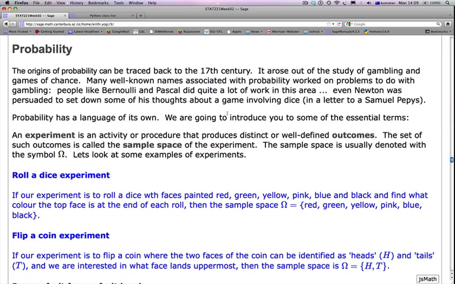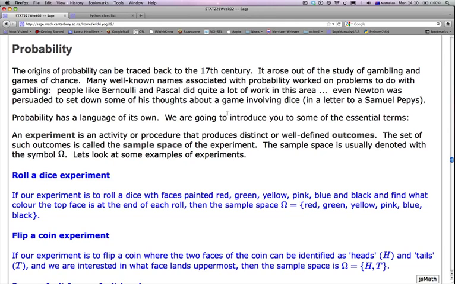The origins of probability can be traced back to the 17th century. It arose out of the study of gambling and games of chance. Many well-known names associated with probability worked on problems to do with gambling. People like Bernoulli and Pascal did quite a lot of the basic work in this area. Even Newton was persuaded to set down some of his thoughts about a game involving dice.